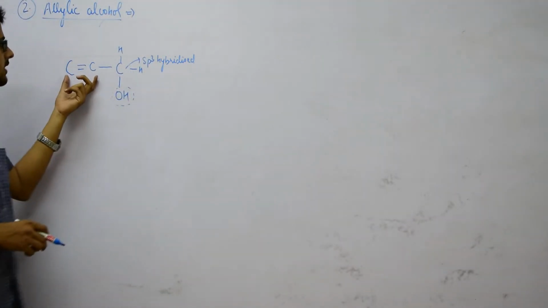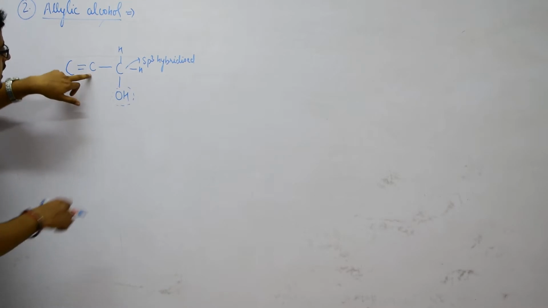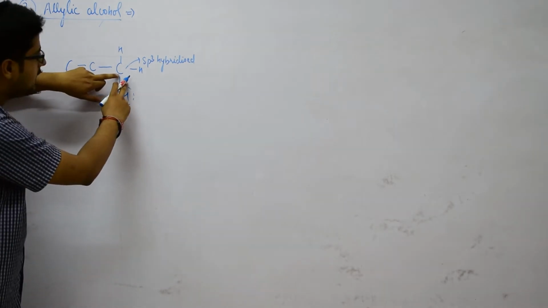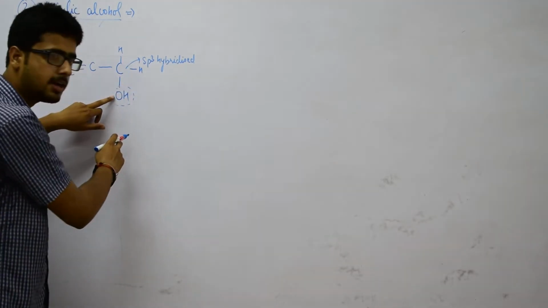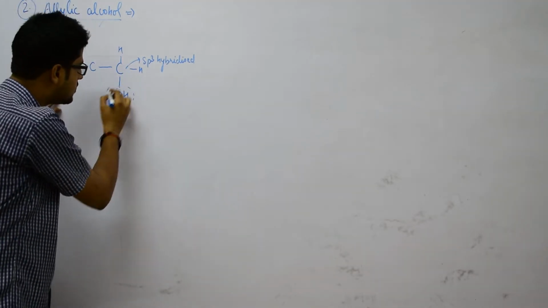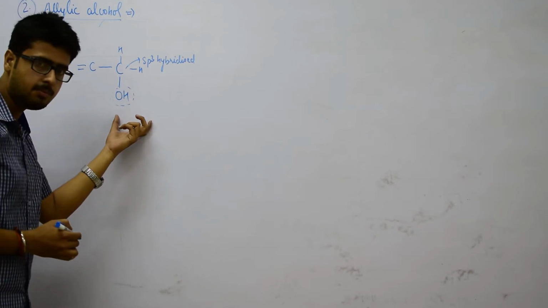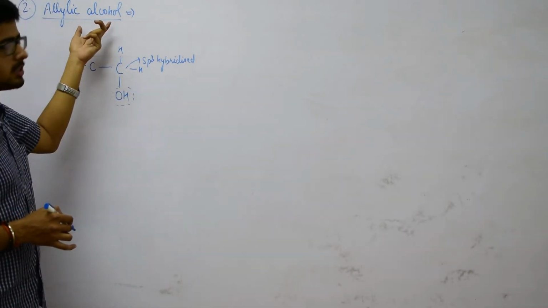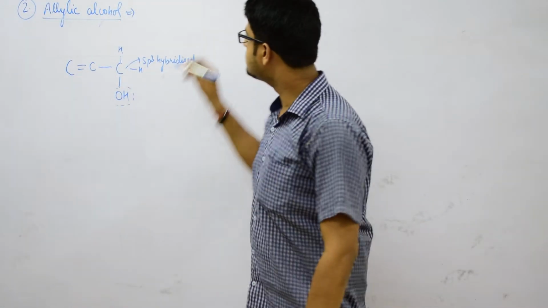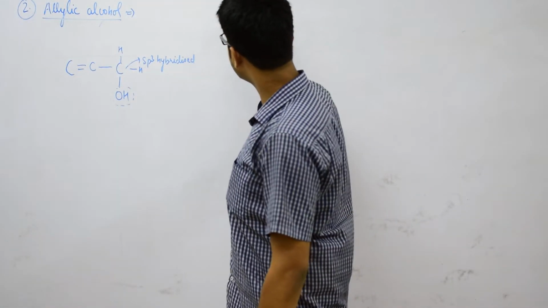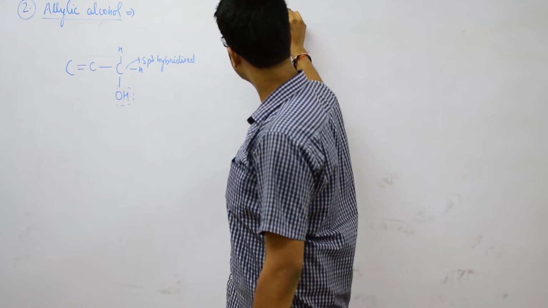So we have a carbon-carbon double bond, and to this double bond we have an sp3 hybridized carbon atom, and to this sp3 hybridized carbon atom, if an OH group is introduced, like we have in this example, then this type of alcohol is called allylic alcohol. Fine. Now comes the third type of alcohol, that is vinylic alcohol.